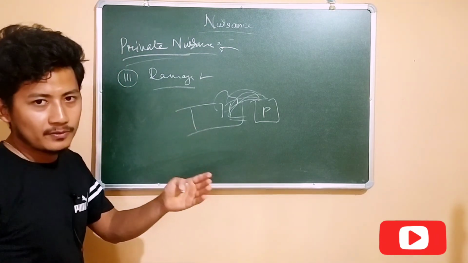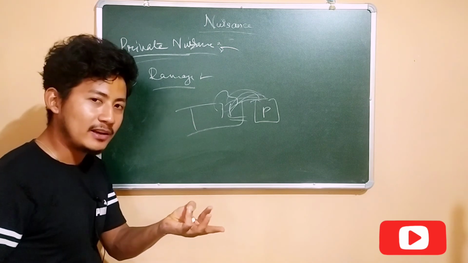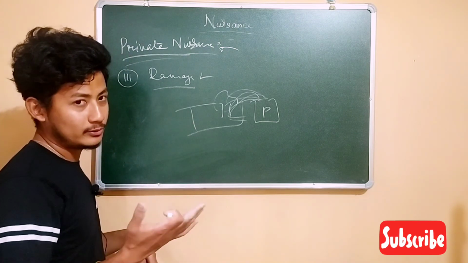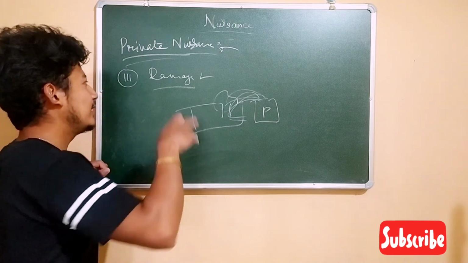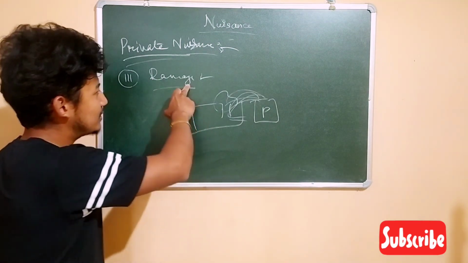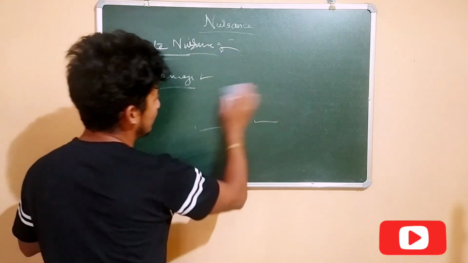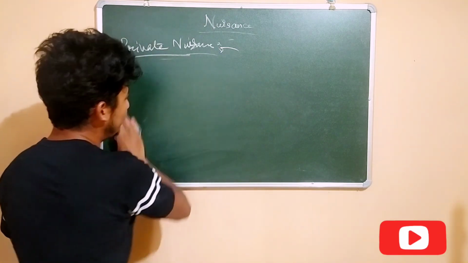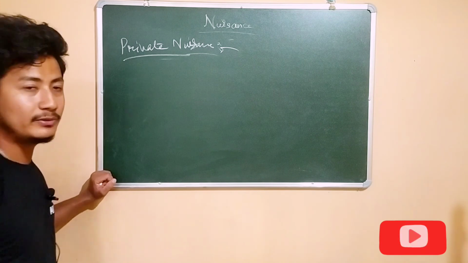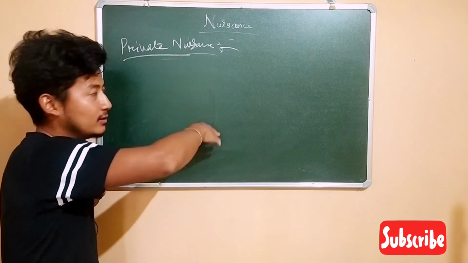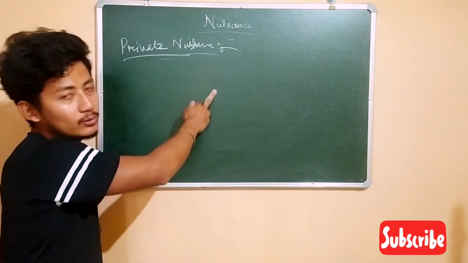So there should be, number one, an unreasonable interference; number two, that interference must be with the enjoyment of the land; and it must result in damage. If these three things are there, then that will be the tort of nuisance, or private nuisance. The law of tort deals with private nuisance only.